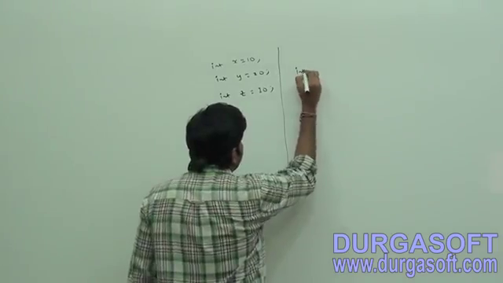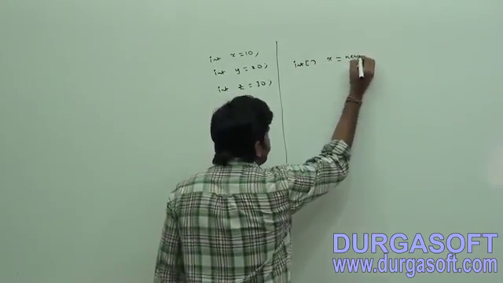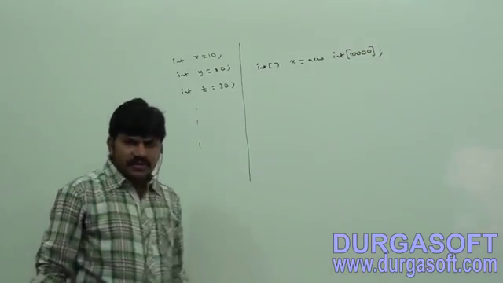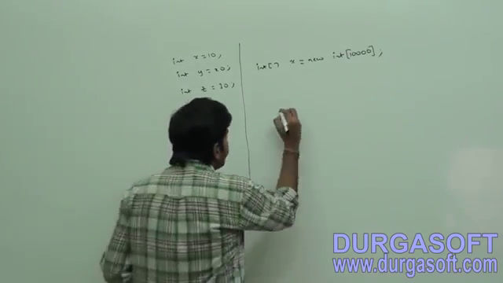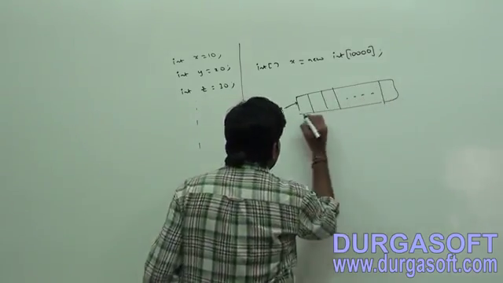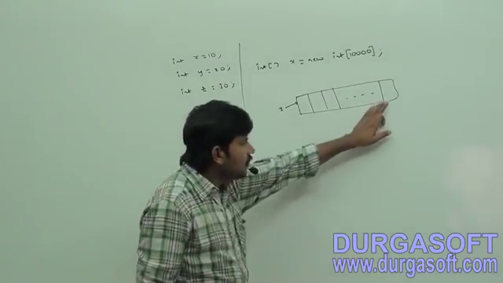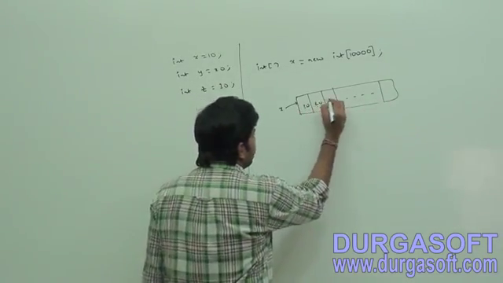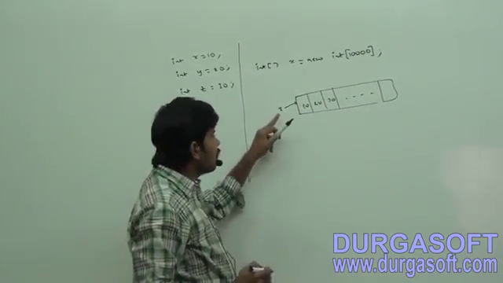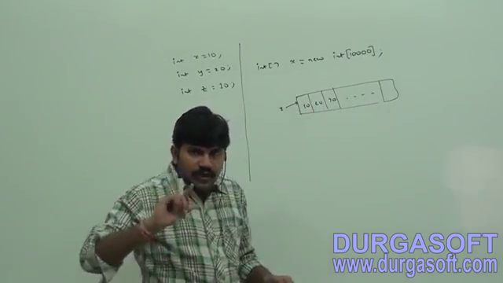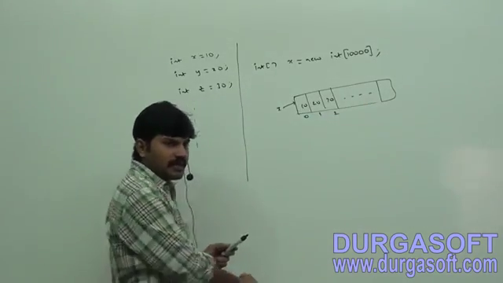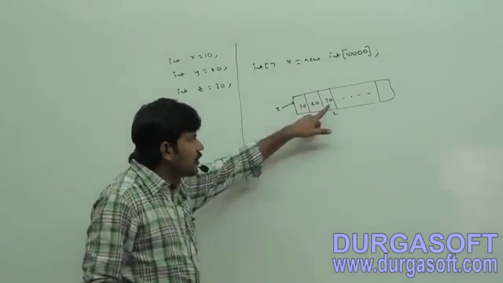int[] x = new int[10000]. Now, in x, how many values are there? 1, 2, 3, up to 10,000. Here you can represent 10,000 values: first value, second value, third value. Only one variable, 10,000 values, so how can you differentiate these values? By using index. x[0] is 10, x[1] is 20, x[2] is 30.